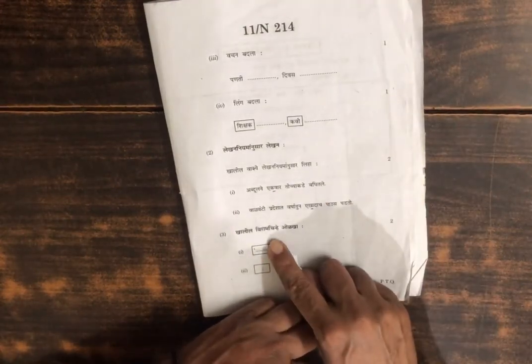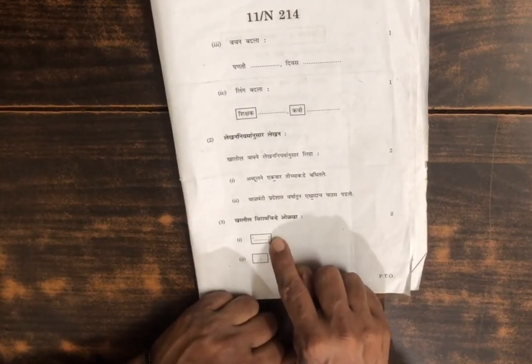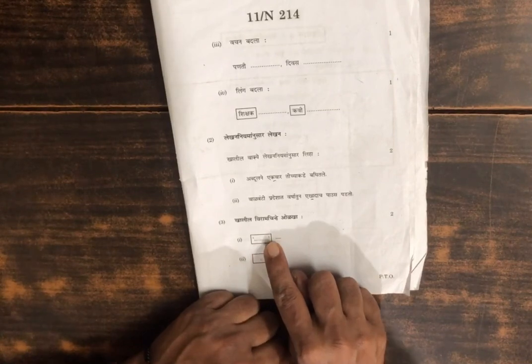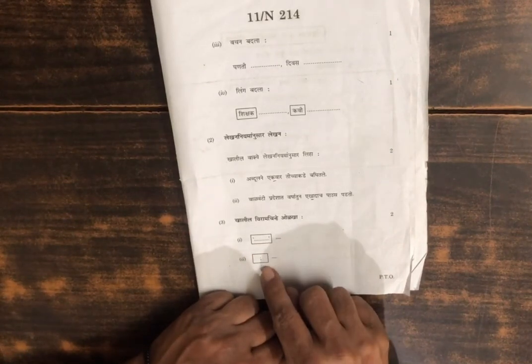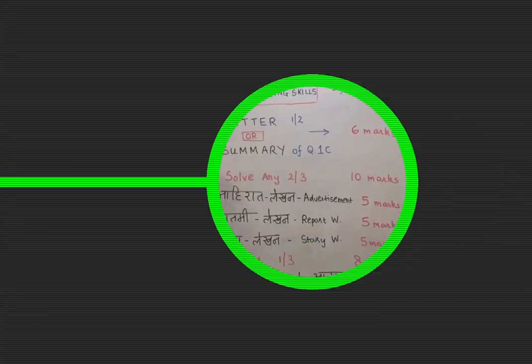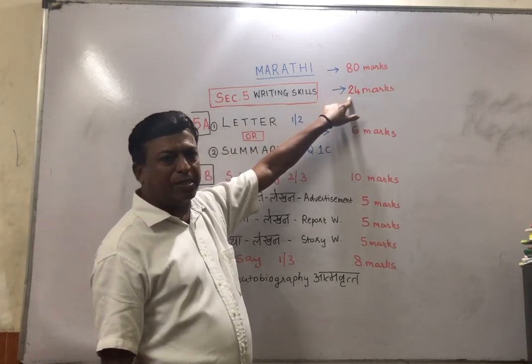Then Viram Chinna Odkha. That also carries 2 marks. For example, there is a single inverted comma. So you have to tell this is Ikheri Avtaran Chinha and so on. So learn the Viram Chinna and you will get your 2 marks. The last section is writing skills which carries 24 marks.